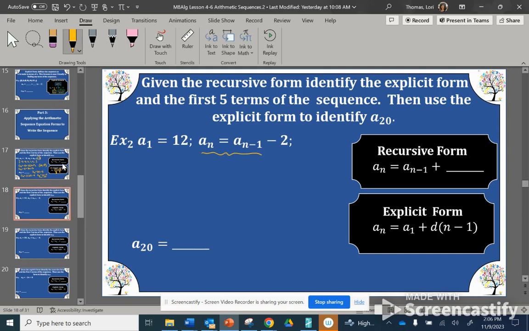Here we have the recursive form, so our common difference is going down by 2. Our first term is 12, and then we're going down by 2, so our second term is 10, 8, 6, 4, and so on. It just asks for the first 5 terms.